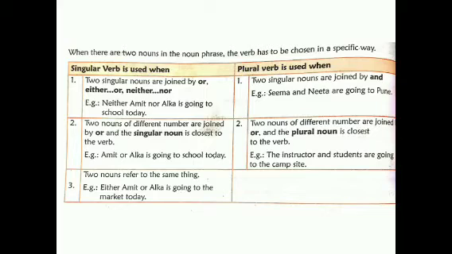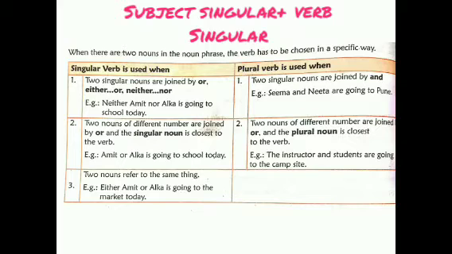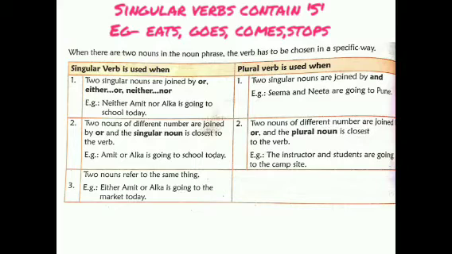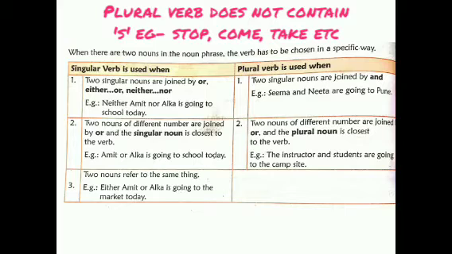As we know before, there is a rule that if the subject is plural, we use the verb also plural. If the subject is singular, we use the verb also singular. Here, the singular verb is shown by adding the s. For example, eat is a verb. If you add the s, that is eats, it becomes singular. Okay, and a plural verb does not contain the s. This is the basic thing which we have to know.